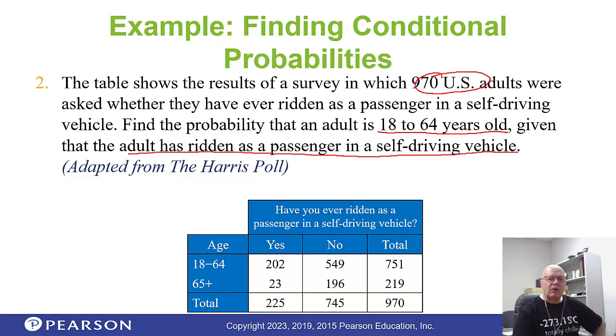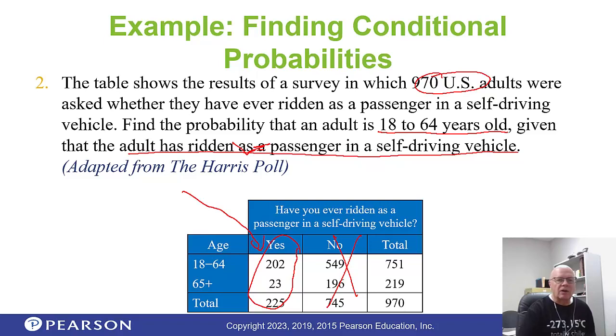Now, how do we work this? Well, first of all, we already know that the adult has ridden in a self-driving vehicle. So we're only talking about these numbers. We can forget about that. Those are the people that have never driven or ridden in a self-driving vehicle. So these are the only people that we're considering. These are the only people we're actually considering. Now we want to know what probability is that we'll get an 18 to 64-year-old.